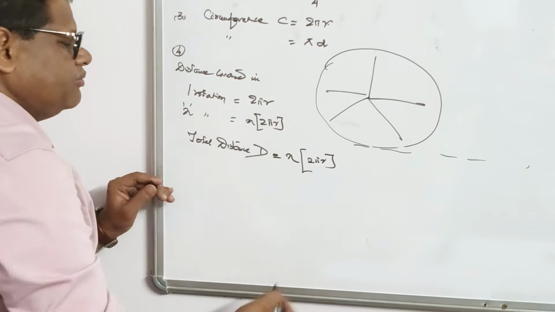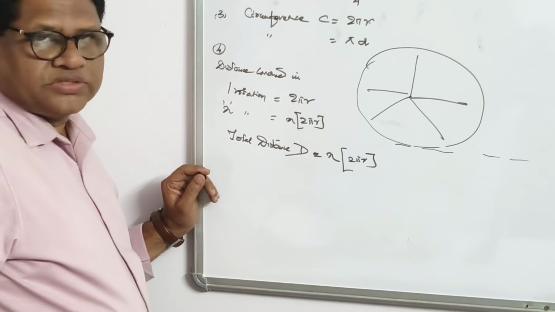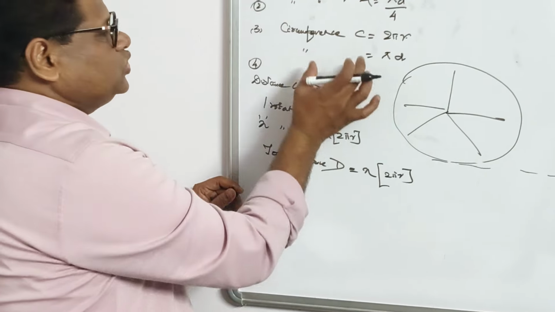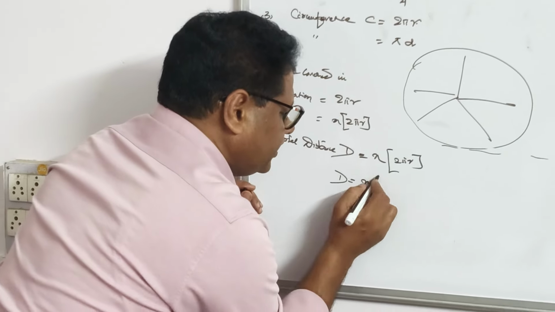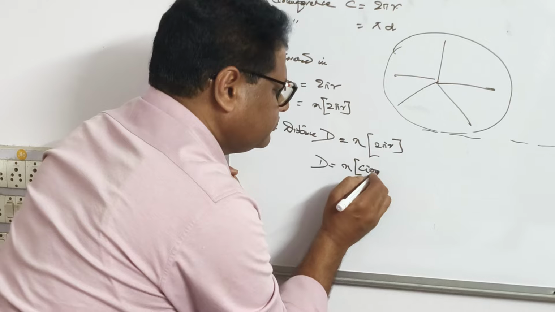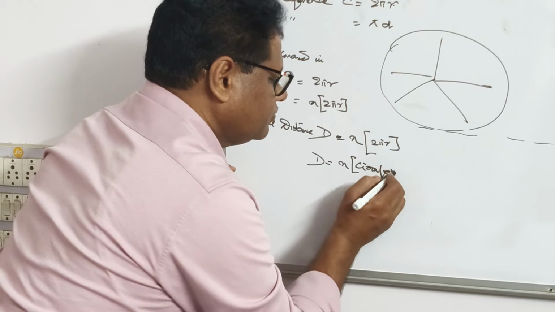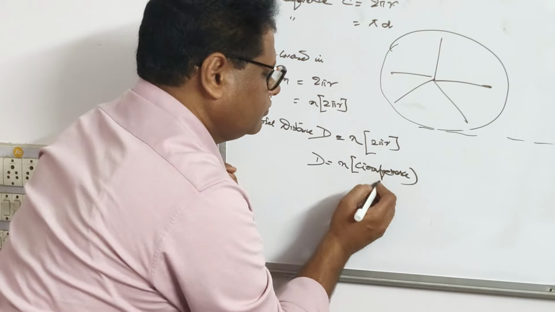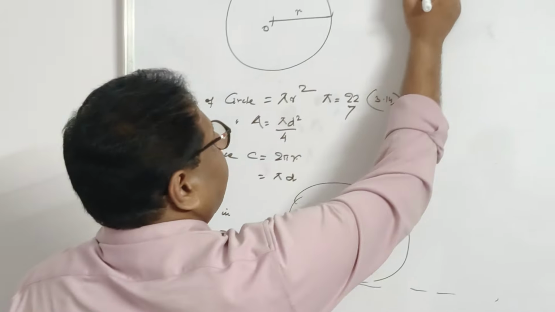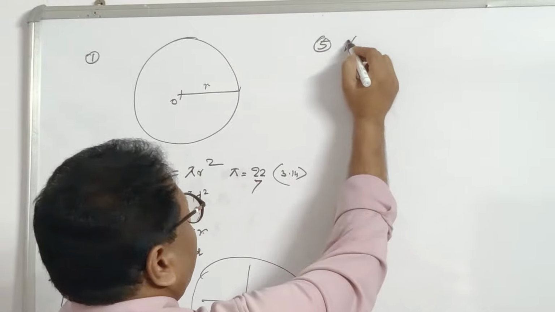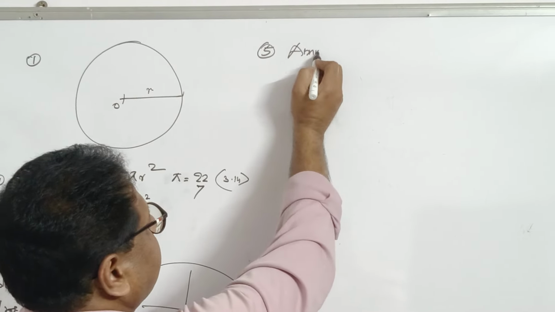Sometimes we can replace this as circumference. You know, circumference is 2 pi r. So the distance d can also be calculated if you know the circumference of this circle. Now fifth expression, we are going to discuss about annulus.